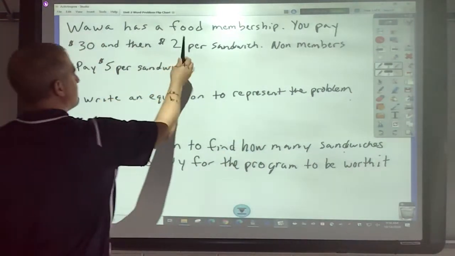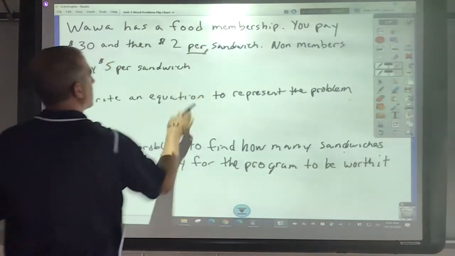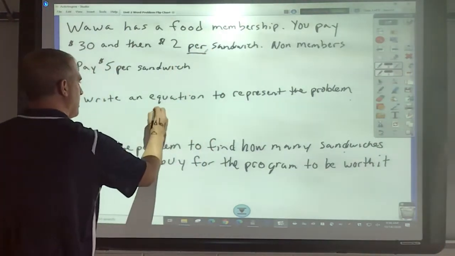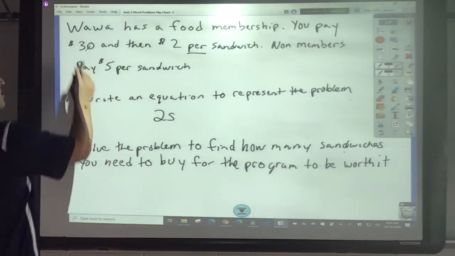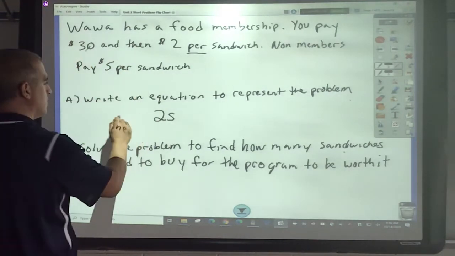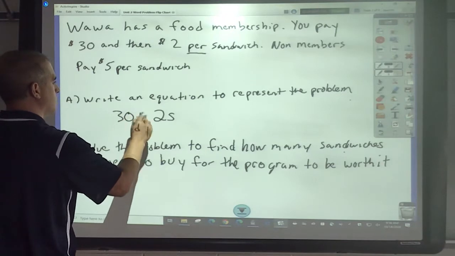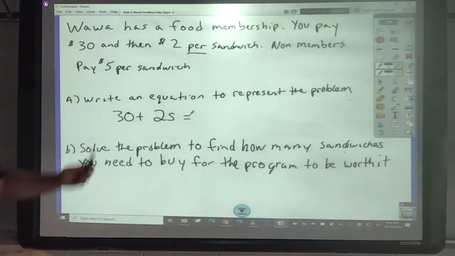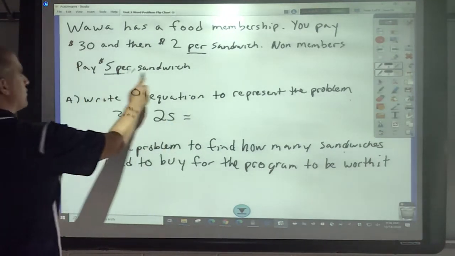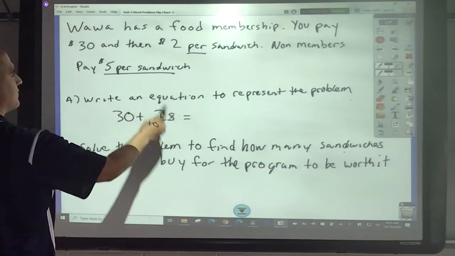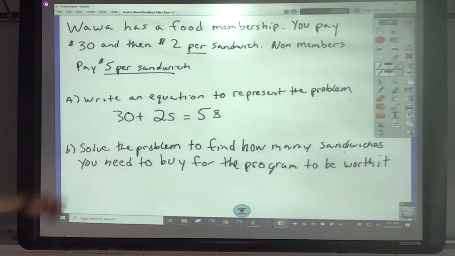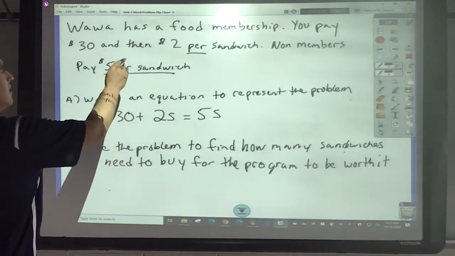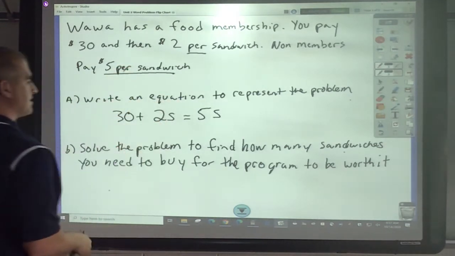Okay, so here's the big thing you've got to look at: the "per." $2 per sandwich, so that would be 2s. You pay $30, so you could do 30 plus 2s. Now the non-members pay $5 per sandwich, so if we did 2s for that, this one we would do 5s. So that would be the equation. The "per" sets up this concept with the variable.